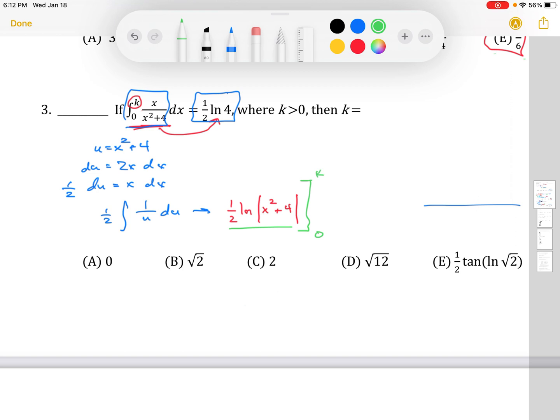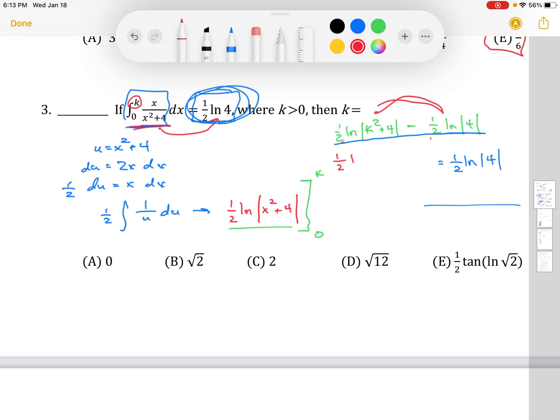If I plug in k, I have 1/2 natural log of k squared plus 4. If I plug in 0, I have 1/2 natural log of 4. If I subtract these two, that is how I get the simplified answer that they provided me with. So what I need to do is set these two subtracted natural logs equal to 1/2 natural log of 4. The way that I'm going to go about solving for k is combining these two natural logs using the properties. They both have a 1/2, so I can combine this as 1/2 natural log.